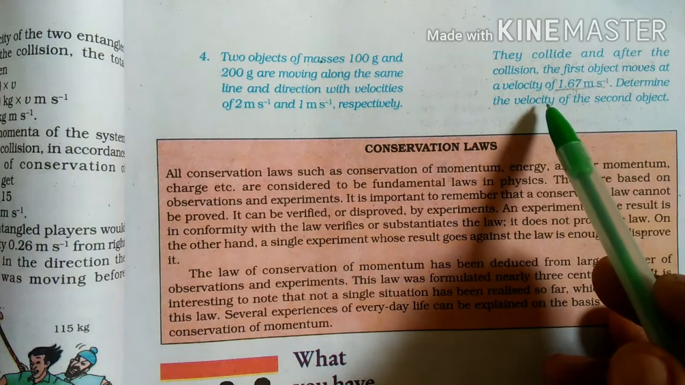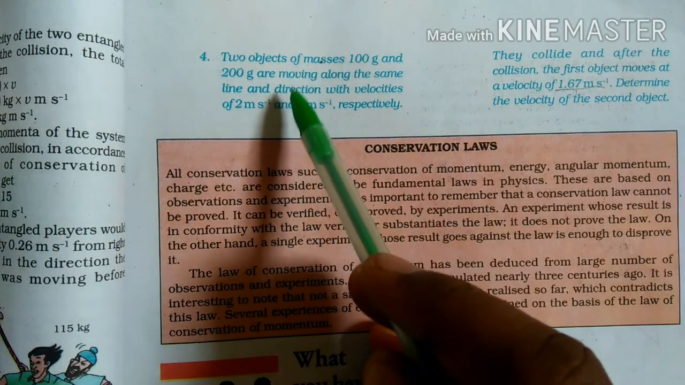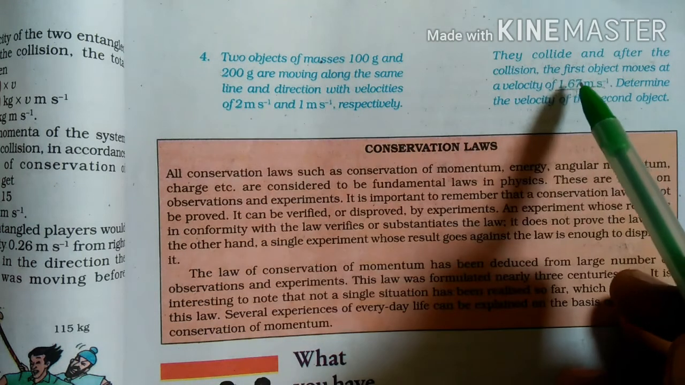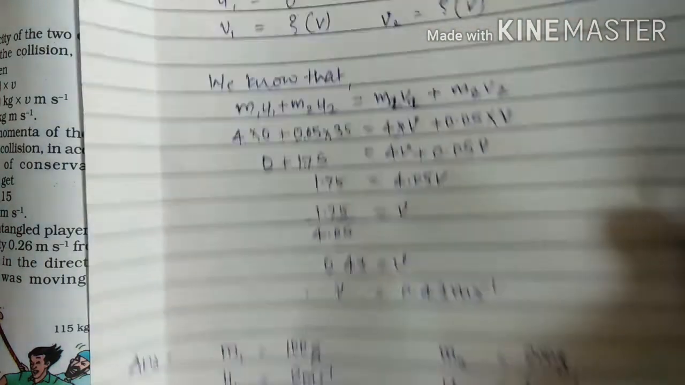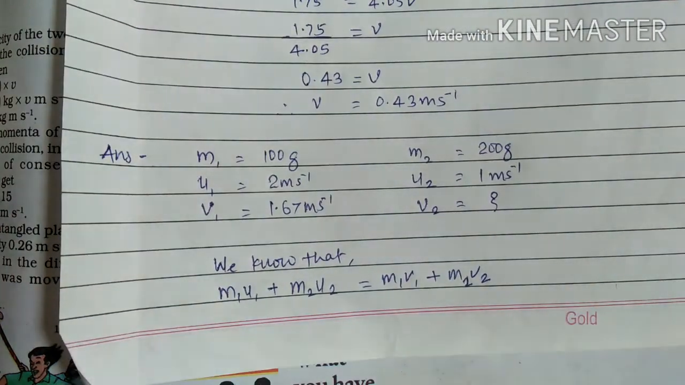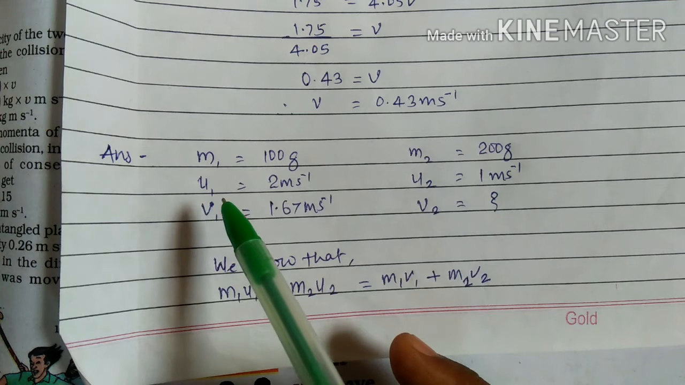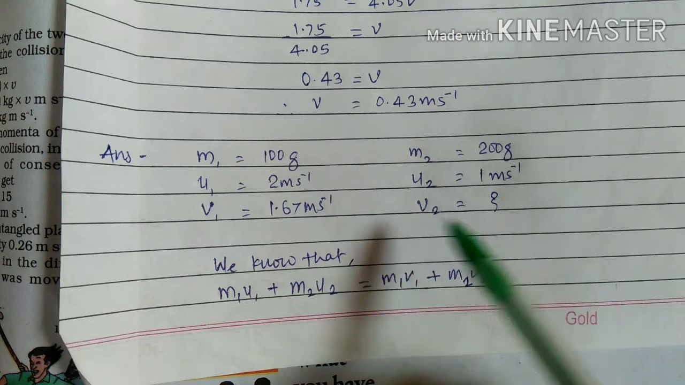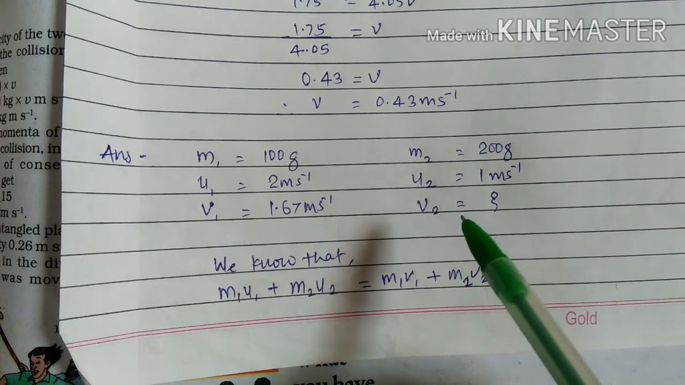In this question they have given the masses of two moving objects and their initial velocities. The final velocity of the first object is given, and we have to determine the velocity of the second object. See here, students, you can solve it in the same way as the third example in the given textbook. m1 is 100 gram, m2 is 200 gram. Initial velocity u1 is 2 meter per second, u2 is 1 meter per second. Final velocity v1 is 1.67 meter per second, and v2 we have to find out.